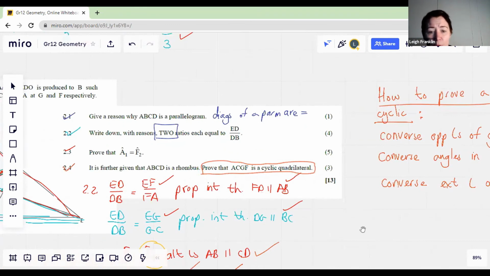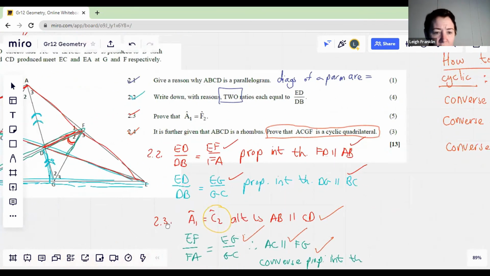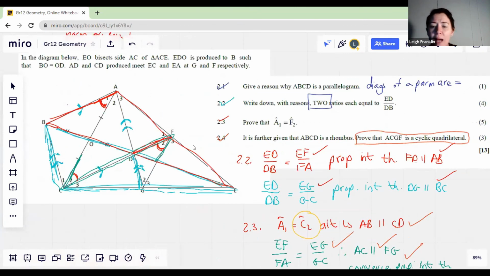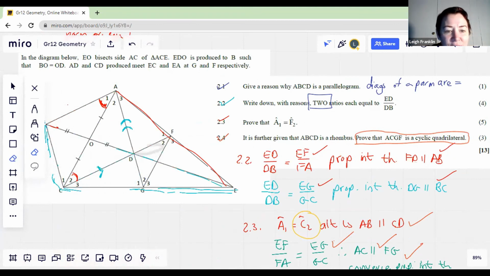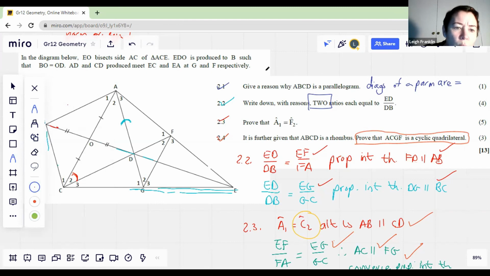Okay. All right. So now proving ACGF is a cyclic quad. Let's go over here and highlight the quad they want us to prove as cyclic. I have drawn all over this and it looks dreadful now. Let's just get rid of this. But what I think we should leave on here is some of the things that we've already proved are true. We know that A1 and C2 and F2 are equal. We also know that that side and that side are parallel. We know that this side and this side are parallel. We've proved that this line over here is parallel to this one over there. I think that's about everything.